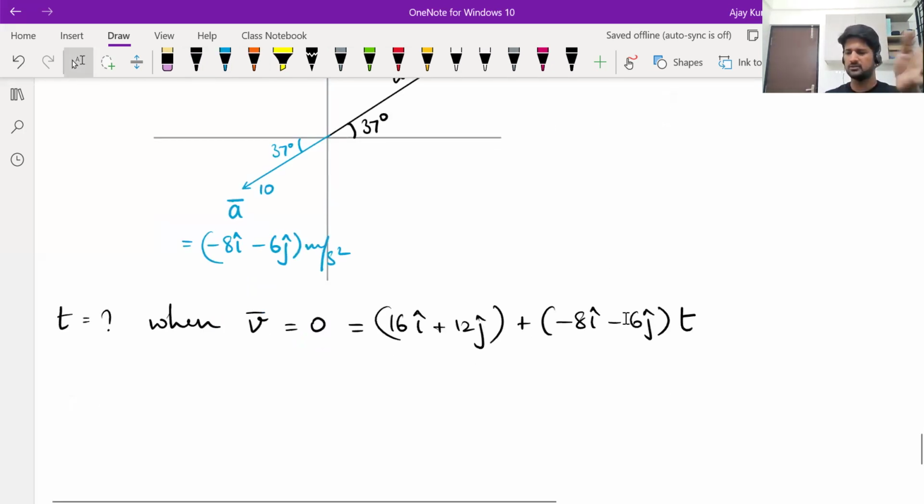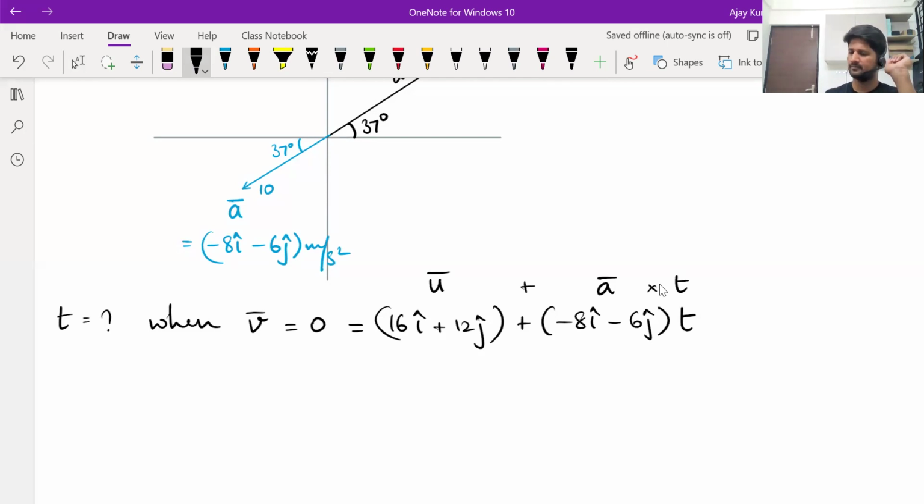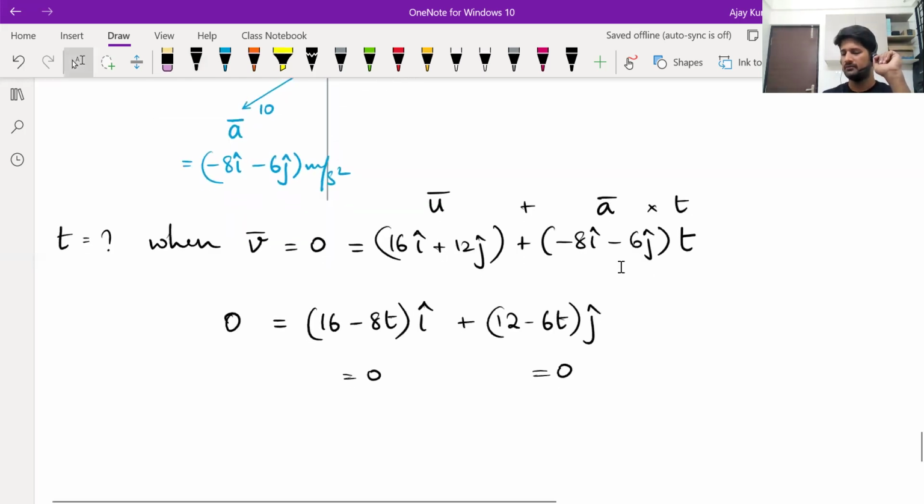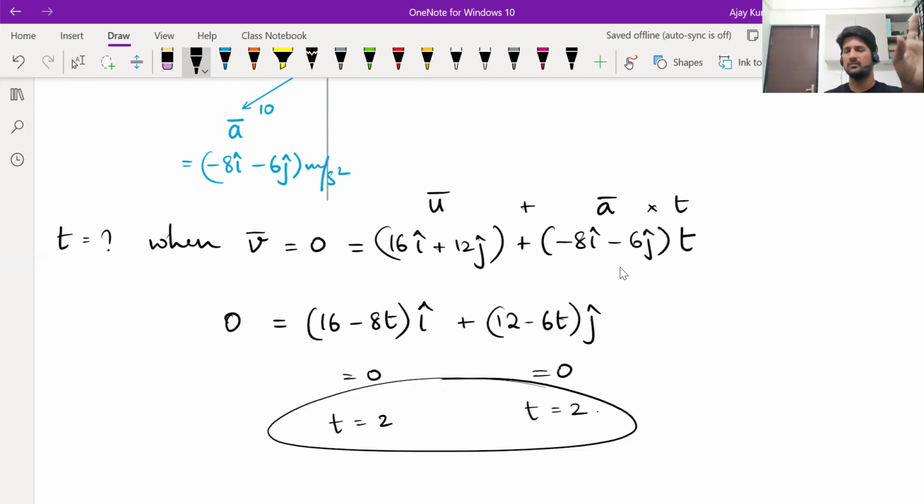Okay. Just follow this, all of you. I know you are new to applying equations of kinematics in 2 dimensions, but this is how it is done. Just write the u vector as it is plus a vector as it is multiplied with time. Time is what we need to calculate. Now separate the x components and y components. So you get 0 is equal to 16 minus 8t I cap, because from u you get 16 I cap, from acceleration you get minus 8t I cap. They're being added, so 16 minus 8t I cap plus in the y direction 12 minus 6t j cap. Now we want the velocity to be 0, means the x component should be 0, y component also should be 0. When will 16 minus 8t become 0? That happens at t equal to 2 seconds. And when will 12 minus 6t become 0? That also happens at t equal to 2 seconds. Means at t equal to 2 seconds, both components of velocity become 0, the object stops.